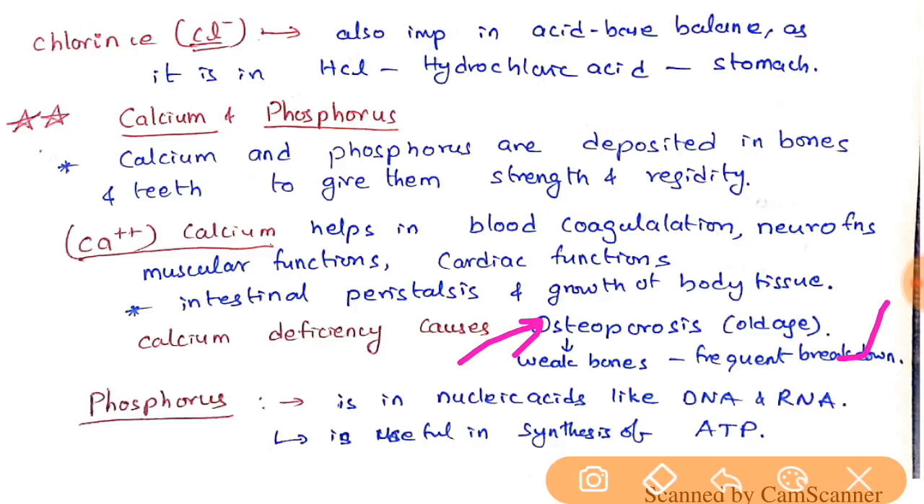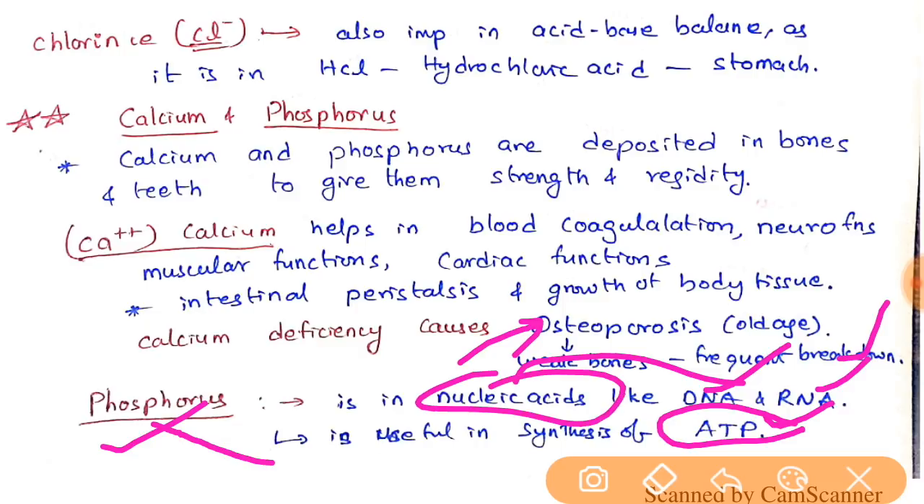Another mineral which is important for our body is phosphorus. This phosphorus can be seen in ribonucleic acid, friends. See, DNA and RNA are made from ATP, adenosine triphosphate. In this adenosine triphosphate, phosphorus is present. Okay friends, so by using this ATP, DNA and RNA are produced, which are nucleic acids.